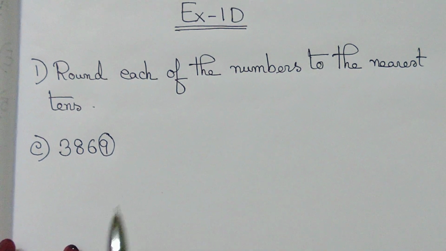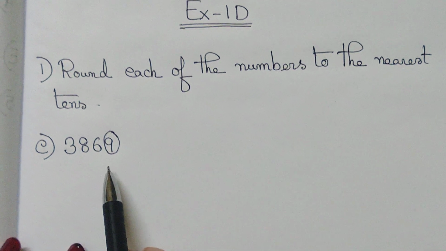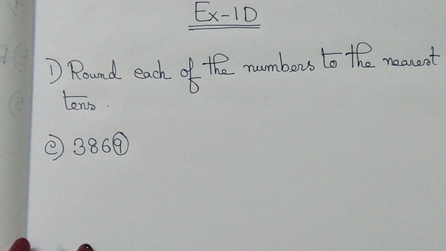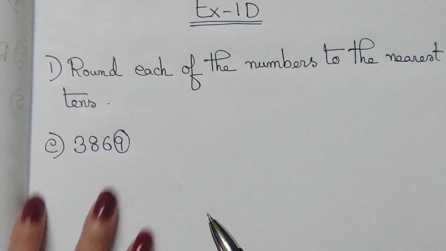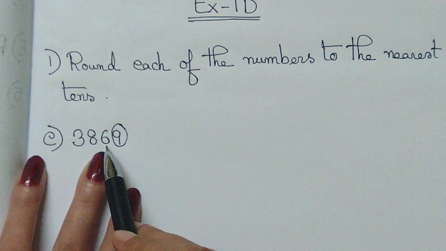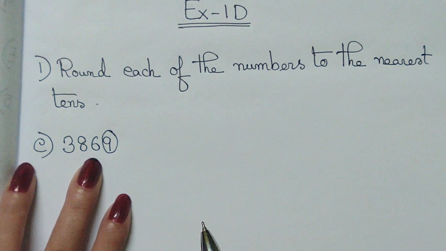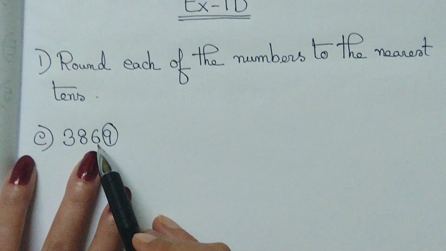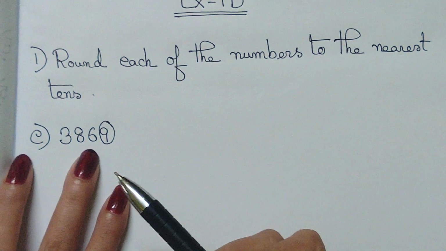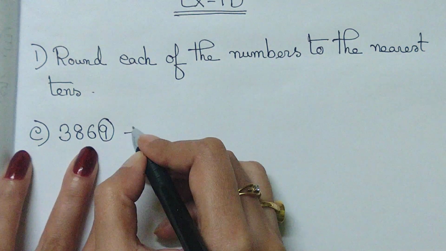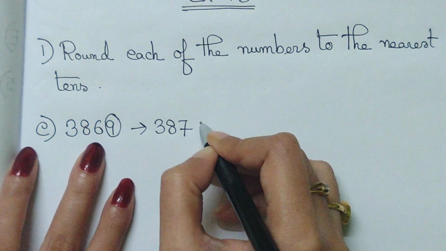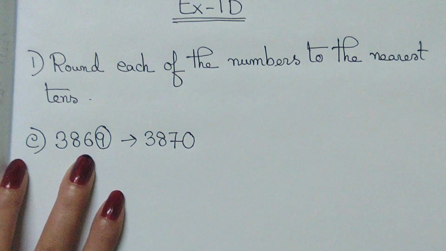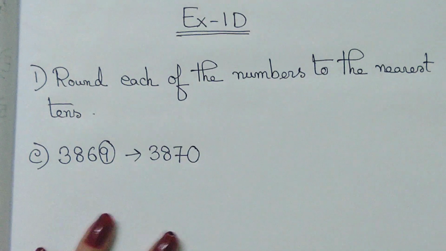Since you all know that 9 is greater than 5, so if a digit is equal to 5 or greater than 5, then 1 will be added up with the digit placed in the tens place. So this gives you 3, 8, 7 and 0 will be there in the ones place. So this is your answer.